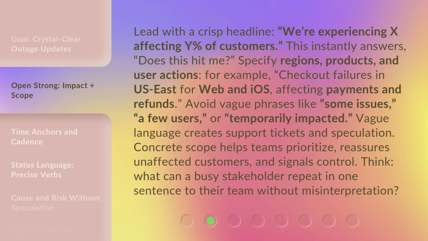Avoid vague phrases like some issues, a few users, or temporarily impacted. Vague language creates support tickets and speculation. Concrete scope helps teams prioritize, reassures unaffected customers, and signals control. Think, what can a busy stakeholder repeat in one sentence to their team without misinterpretation?